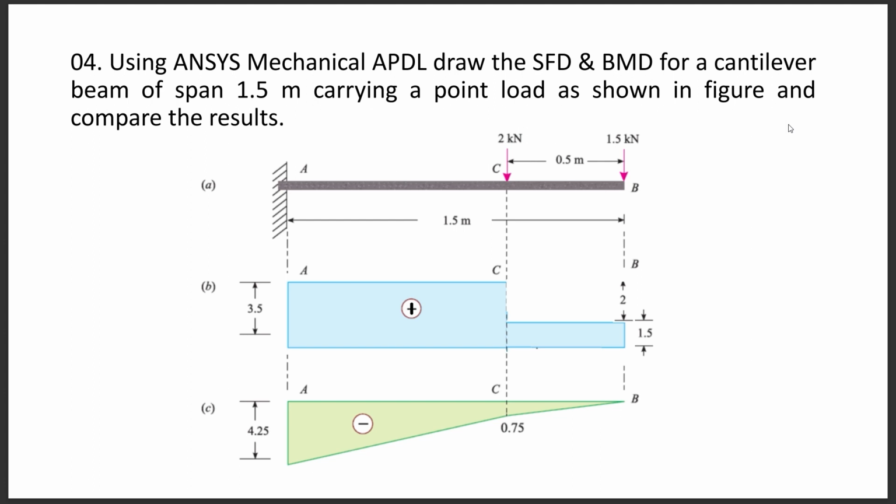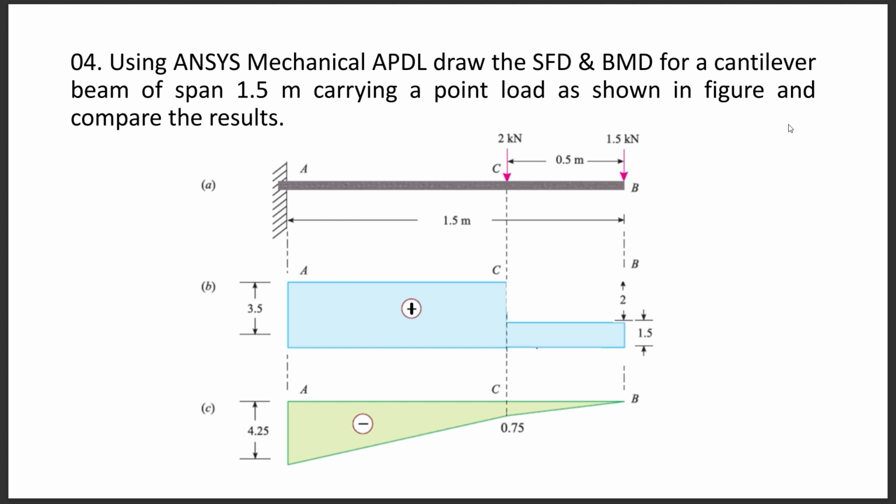Hello viewers, today I'm going to show the fourth video of this coursework. It is a cantilever beam with concentrated load at two different points, right? Let us see the statement of the problem. Using ANSYS Mechanical APDL, draw the SFD and BMD of a cantilever beam of span 1.5 meter, carrying a point load as shown in figure, and compare the results, right?